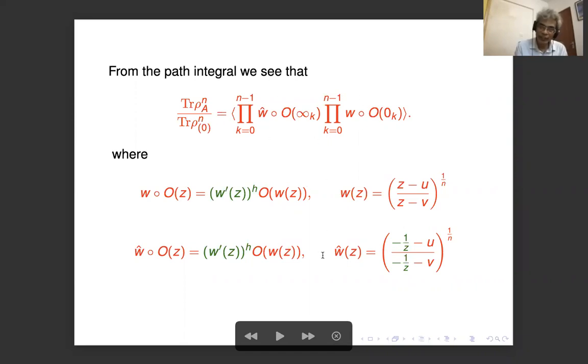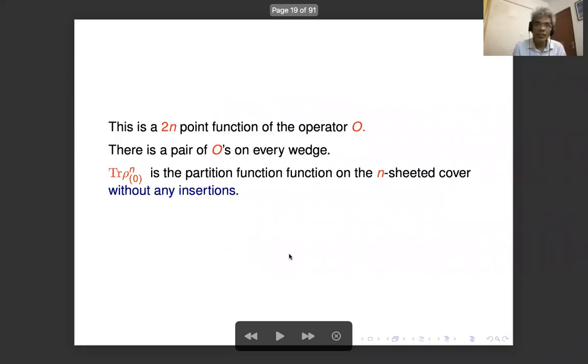Then you can evaluate the entanglement entropy of an excited state. O is the operator which creates that state, so this is a 2n point function of the operator O. There's a pair of O's at every wedge. I'm telling it in words now. And trace rho A to the n is the partition function of the n-sheeted surface. This is the normalization I just mentioned, without any insertion.